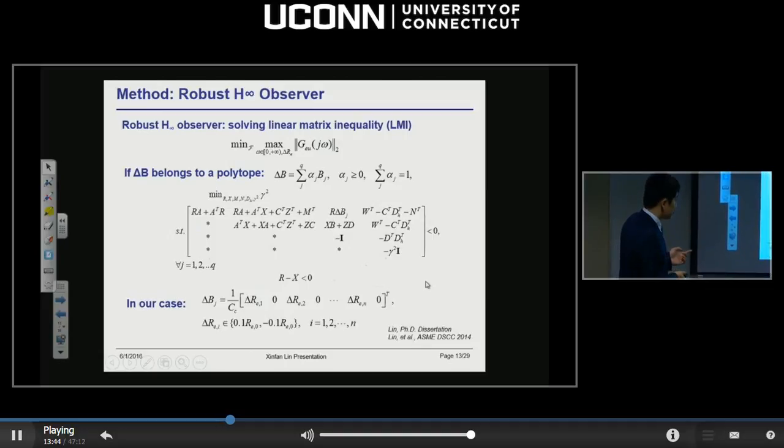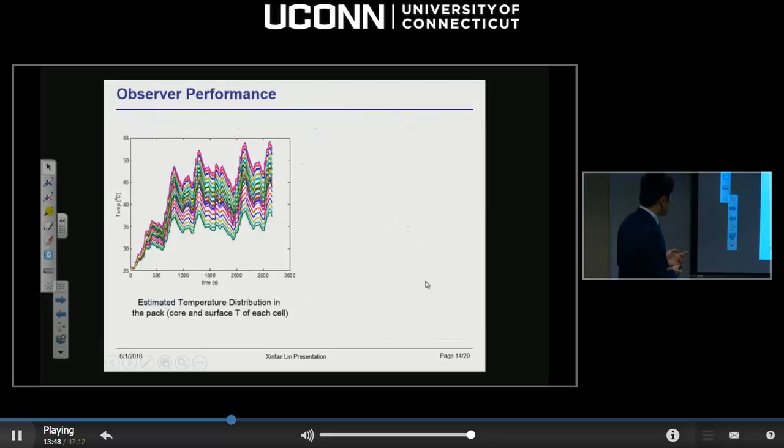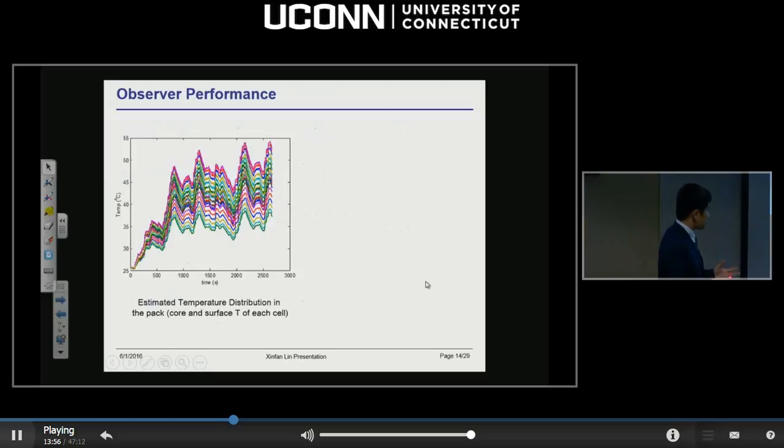And more information can be found in these two of my papers. This slide shows the performance of the observer. This estimator is capable of estimating the surface and core temperature of each cell in the battery system. Each solid line here stands for a temperature state.